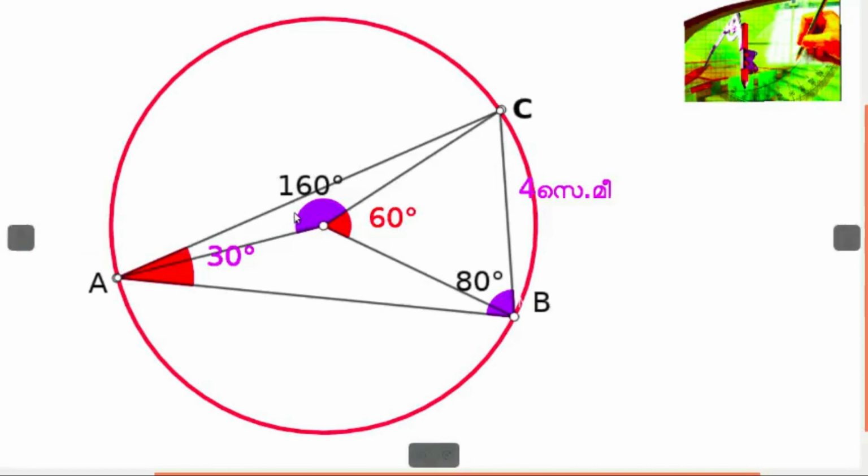Now this angle is 160 degrees. That is, the central angle of chord AC is 160 degrees. So this angle is 160 by 2, that is 80 degrees. The central angle of this chord is equal to 60 degrees. So this angle is equal to 60 by 2, which is 30 degrees.